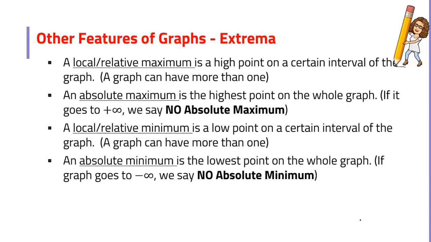A local or relative minimum is a low point, so that's a valley of our graph. We're going to point out every single valley, and then an absolute minimum is the absolute lowest point on the graph. So that's the lowest valley. If the graph goes to negative infinity, we're going to say there's no absolute minimum on the graph.